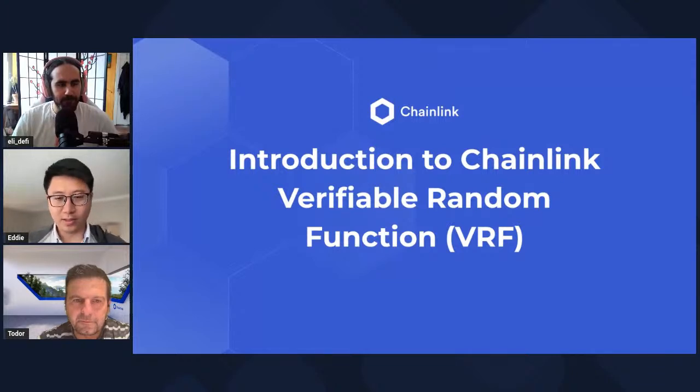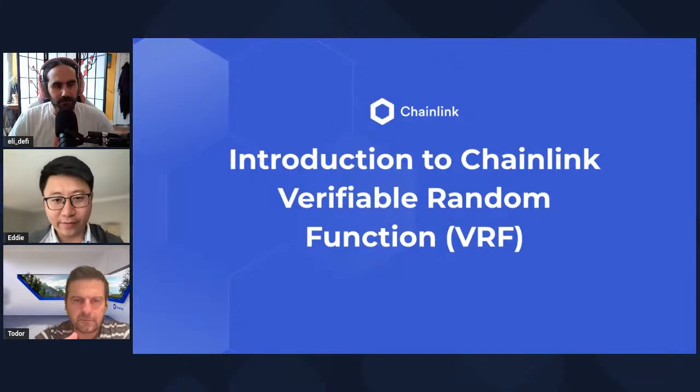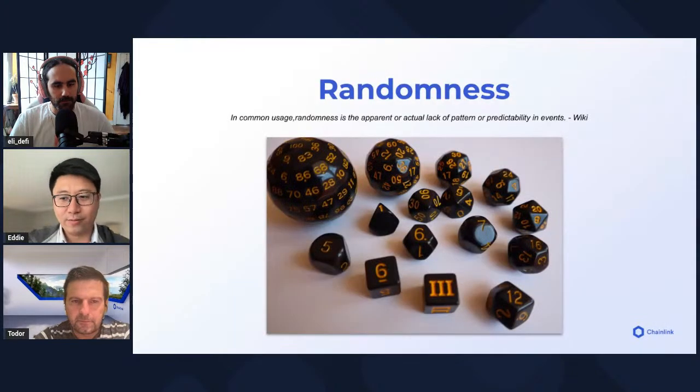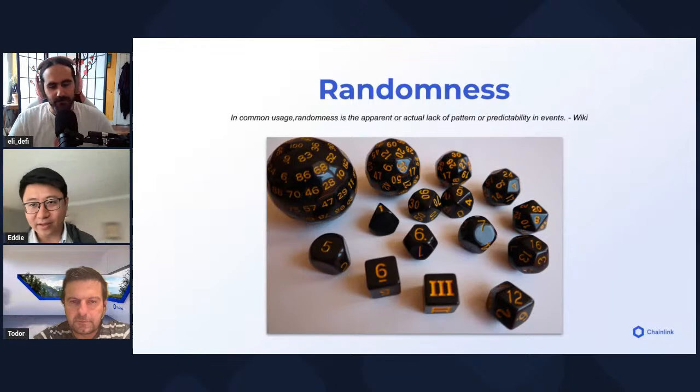Okay, cool. Again, thank you everyone for your time. Let me give a little introduction about VRF. VRF stands for Verifiable Randomness Function. Essentially, it's an on-chain, tamper-proof, verifiable way of generating randomness for Web3 services. That's a one-sentence explanation. To start, let me begin with randomness per se. What is randomness? Randomness is the apparent or actual lack of pattern or predictability in events. That's a wiki explanation, and I like it as well.